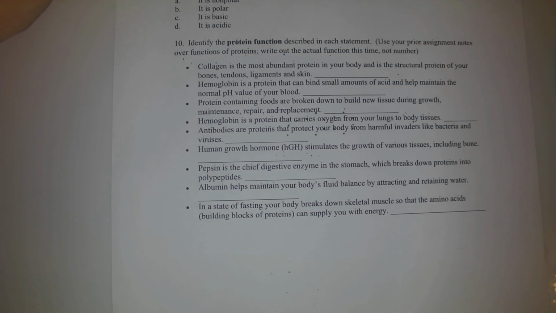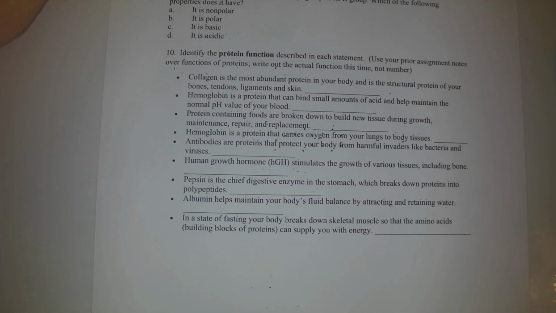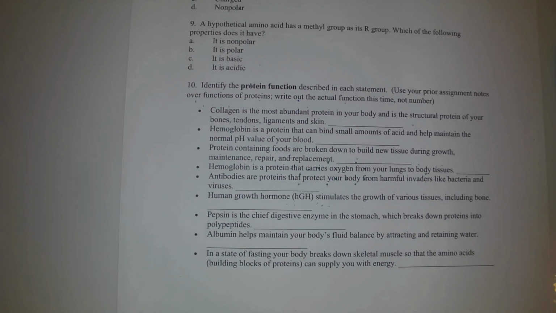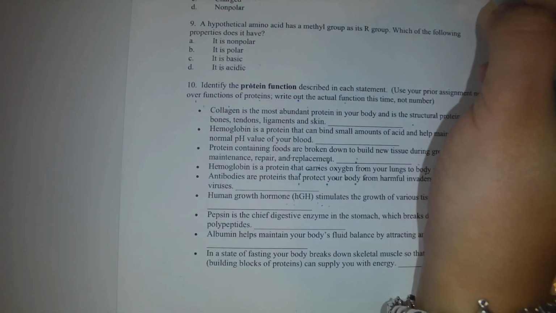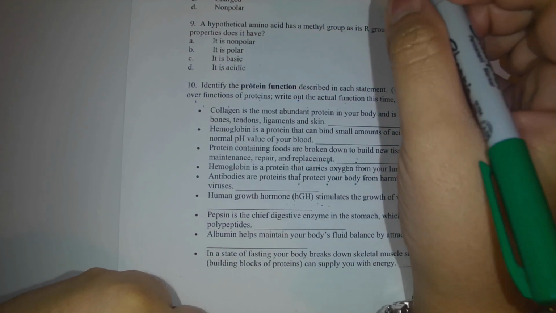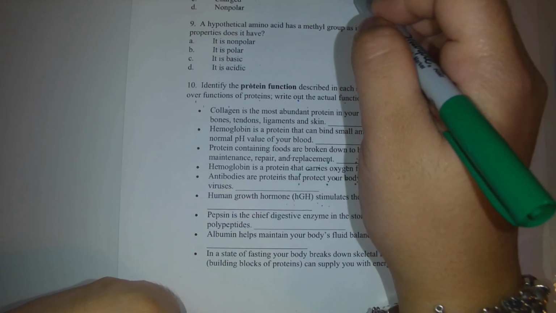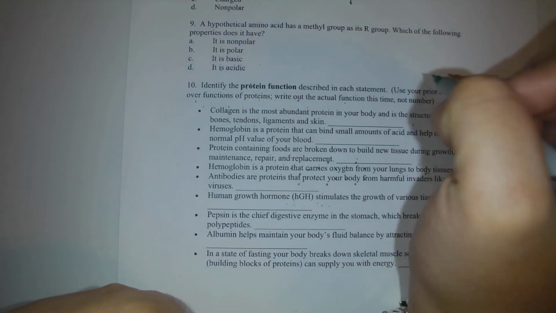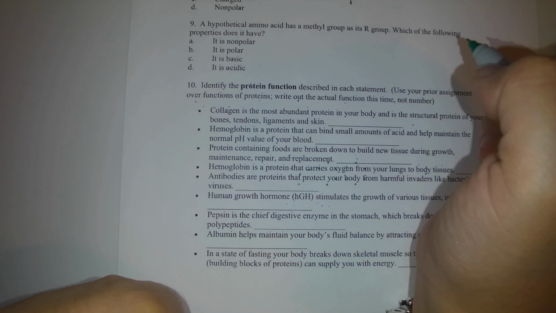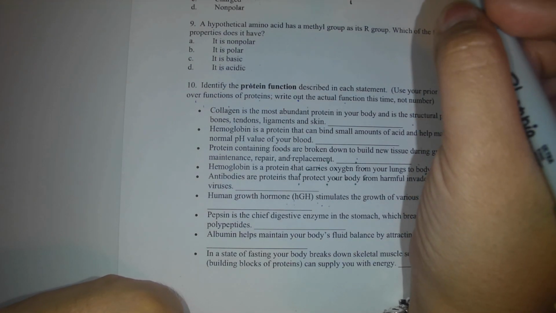We're almost done, guys. So a hypothetical amino acid has an amino group in its side chain. Which one is not one of its properties? So for this one, what I found, sorry guys, is an amino group. If it has an amino group, we have our NH. It is basic. It is going to be charged. It is going to be nonpolar.